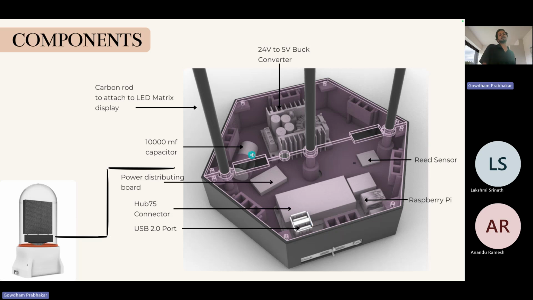Then there is a 10,000 microfarad capacitor to smooth out the small variations in the supply to the Raspberry Pi, because the Raspberry Pi will restart even with small variations in supply. And this is a 24 volt to 5 volt buck converter to be used by all this setup.